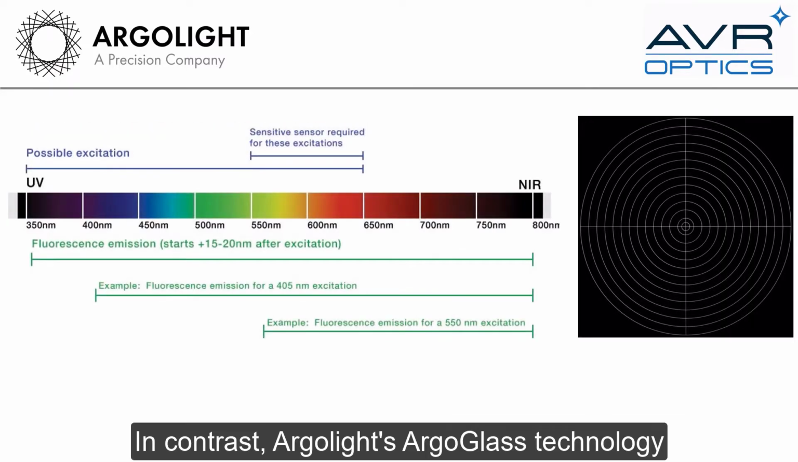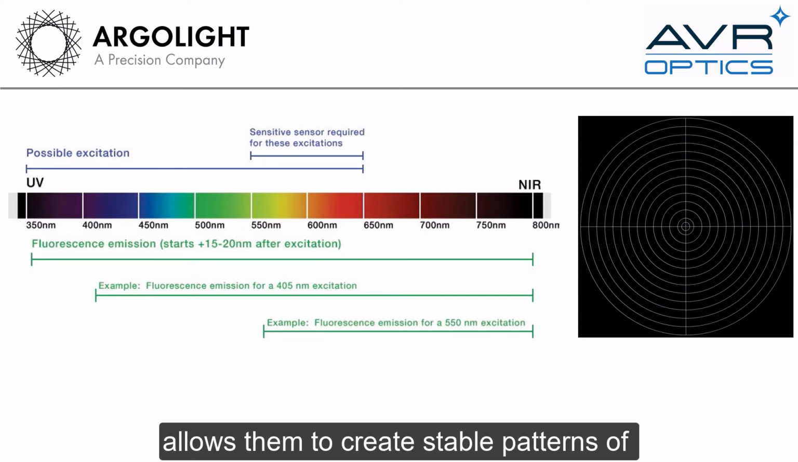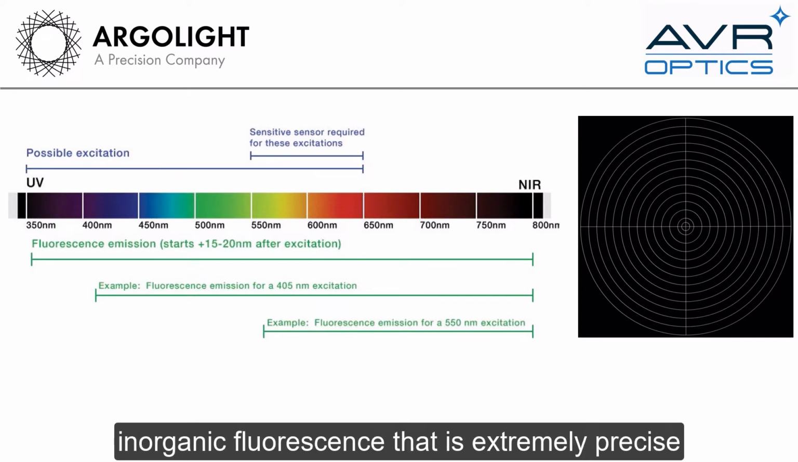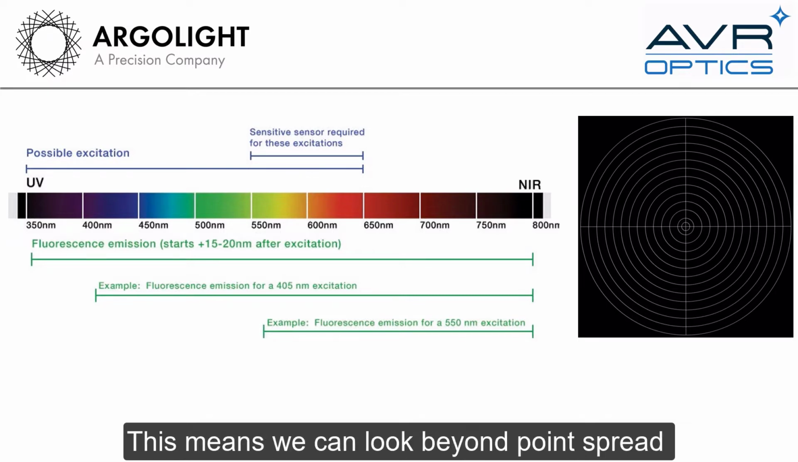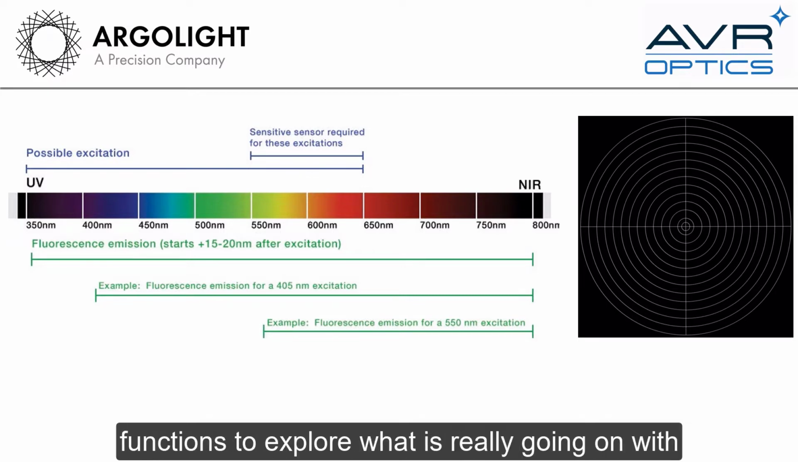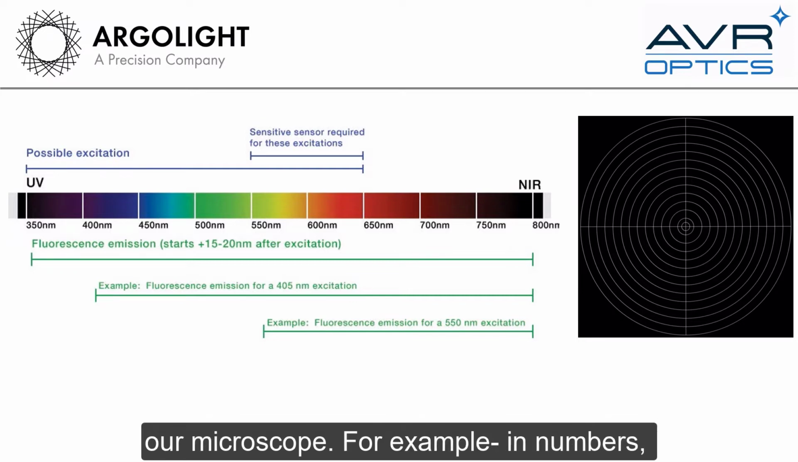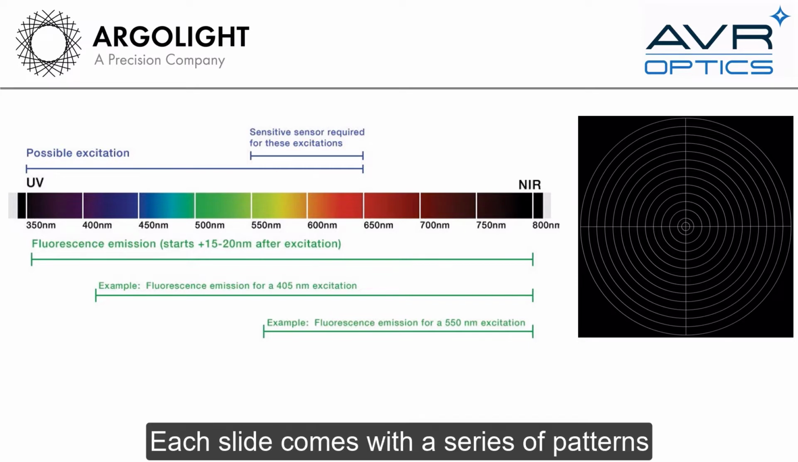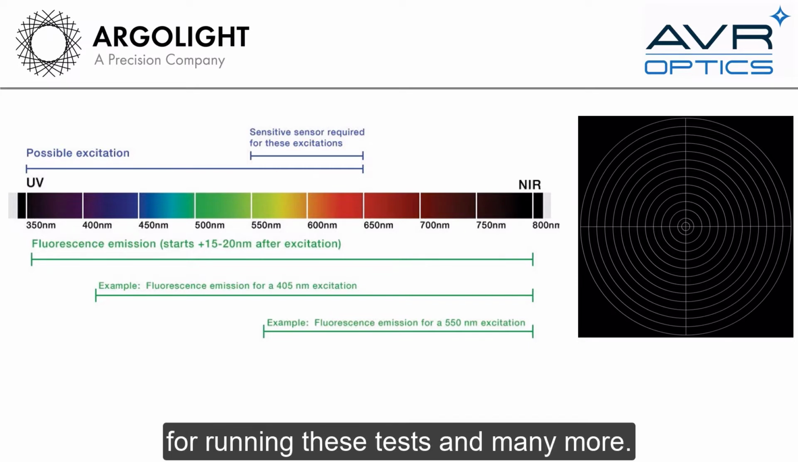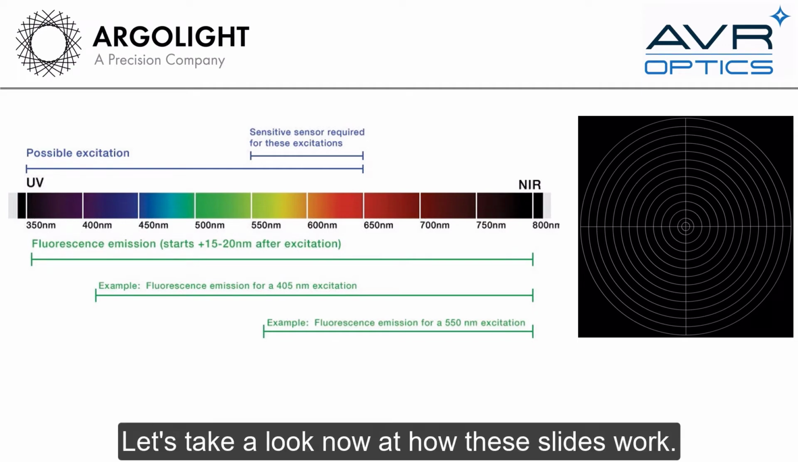In contrast, Argolight's Argoglass technology allows them to create stable patterns of inorganic fluorescence that is extremely precise both in structure and in fluorescence output. This means we can look beyond point spread functions to explore what is really going on with our microscopes. For example, in numbers, how good is my field uniformity, or how precise are my z-stacks? Each slide comes with a series of patterns for running these tests and many more. Let's take a look now and see how these slides work.